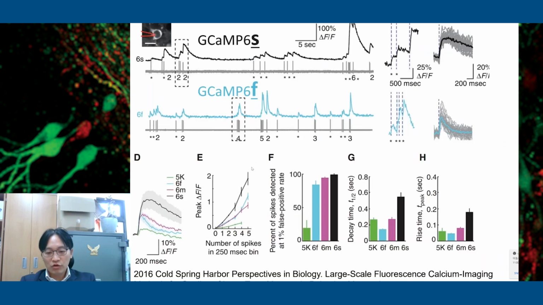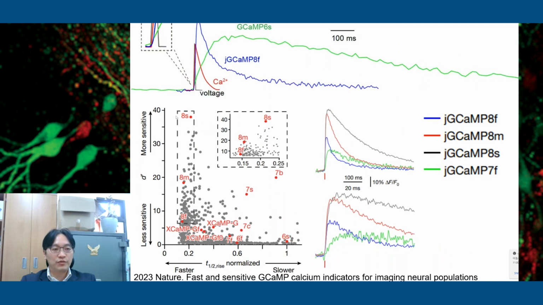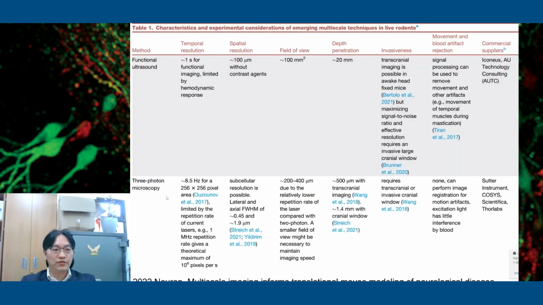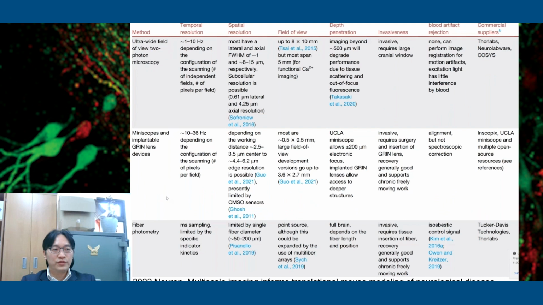So let me quickly end with some technical tips. Mostly we use the 6S, the slower type, but you can use the faster type for different temporal dynamics. And there's another set of the ABS. You can choose 8S. That's more sensitive than 6S, but the temporal resolution, you can choose the temporal resolution too. And this is a summary of the different methods.